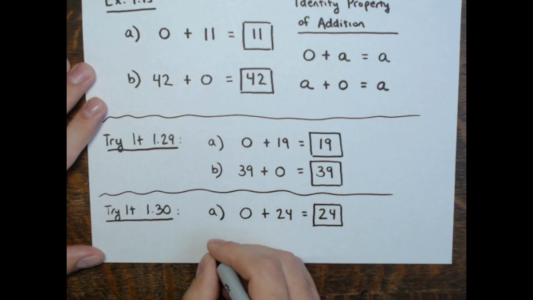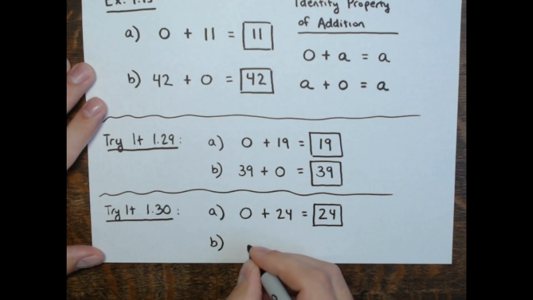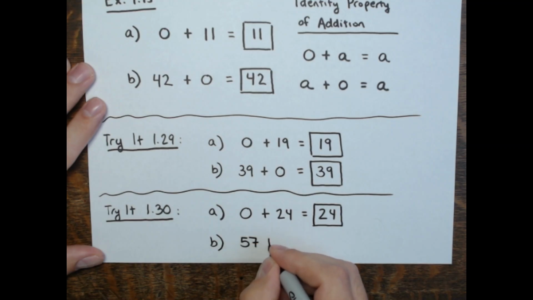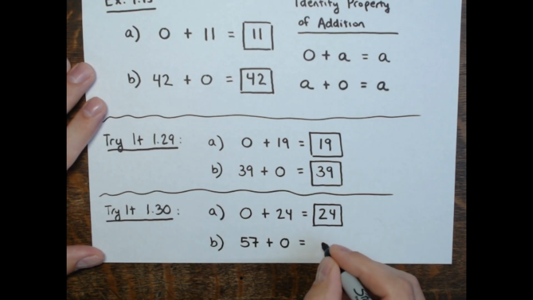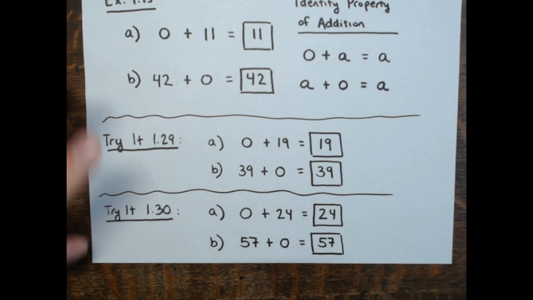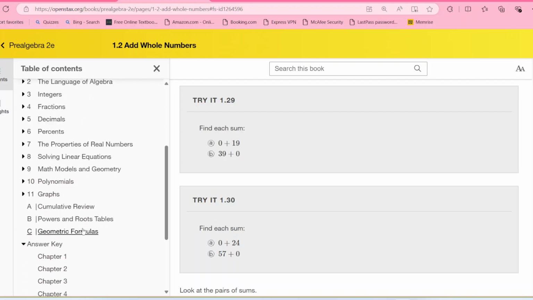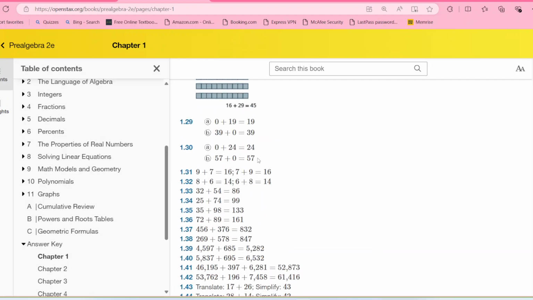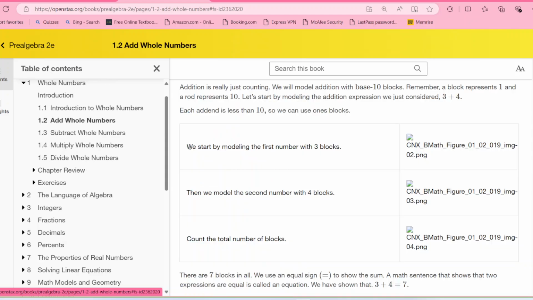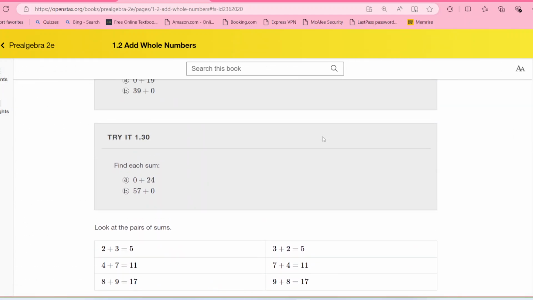Easy. Part B. What is the sum of 57 and 0? Right? 57 plus 0. Well, that would just be 57. Very, very simple in my opinion. So 24, 57. It never hurts to check, I mean, I'm pretty sure we're right, but let me go back to the chapter 1 answer key, try it 1.30, and 24 and 57 are indeed correct. Okay, click on 1.30, takes me right back to the reading. All right.